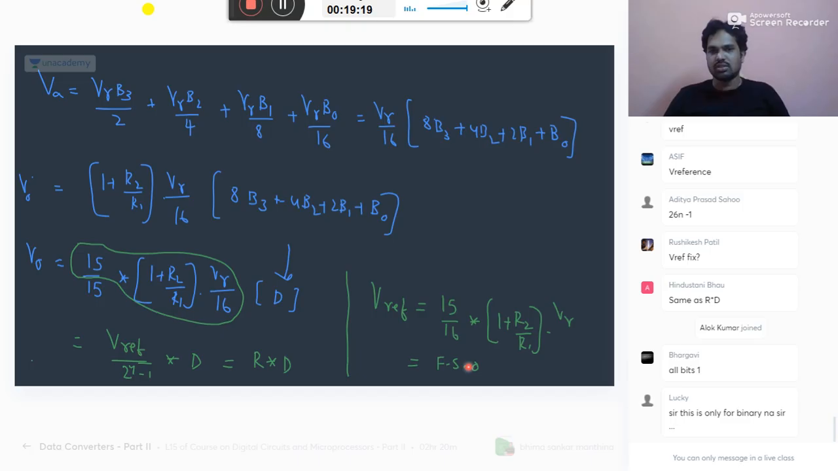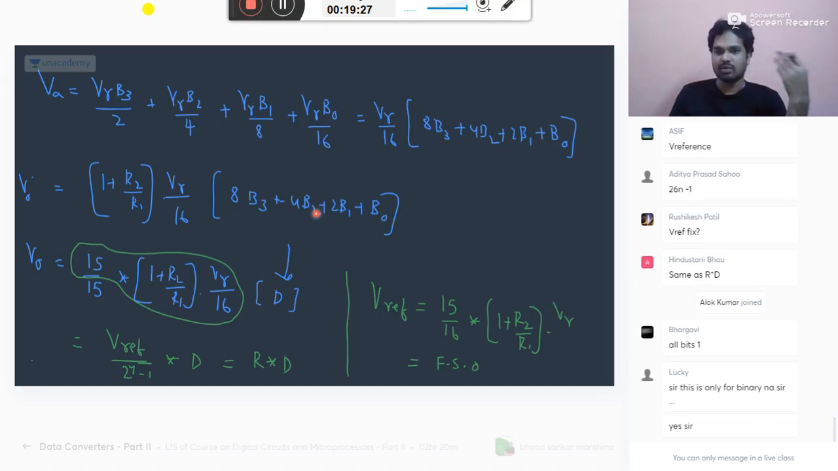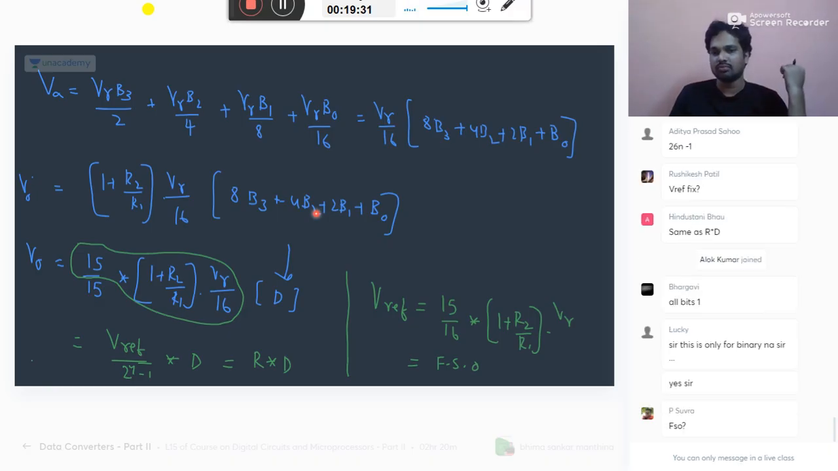Your input is digital input, binary input. Your input is generally digital input, means binary input only, on and off only. FSO, full scale output, yesterday class I told. I have given one slide also. FSO full scale output is equal to VR, V reference. What is full scale output? The output when all the inputs are ones.